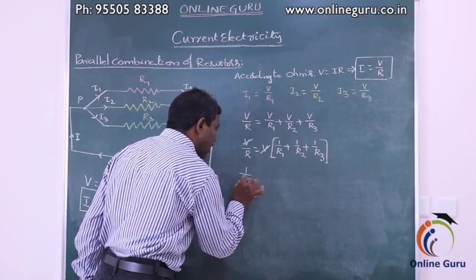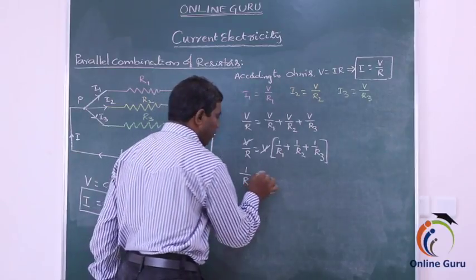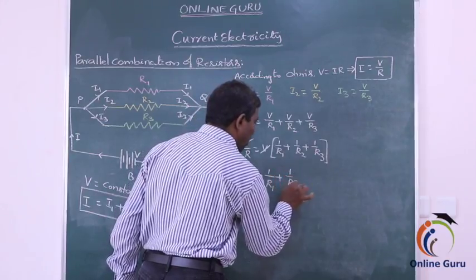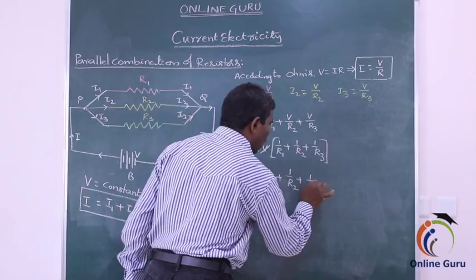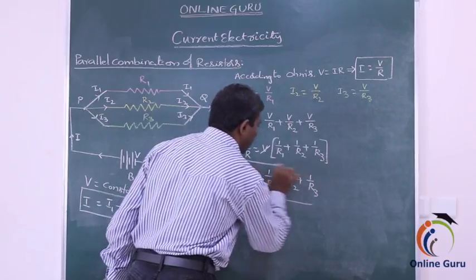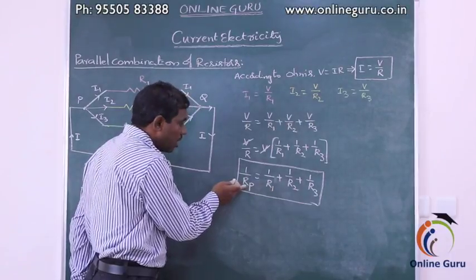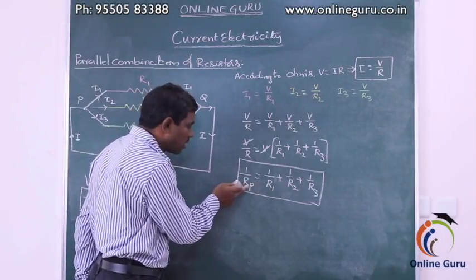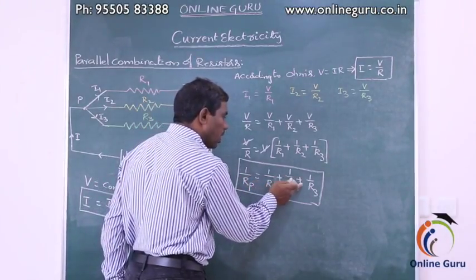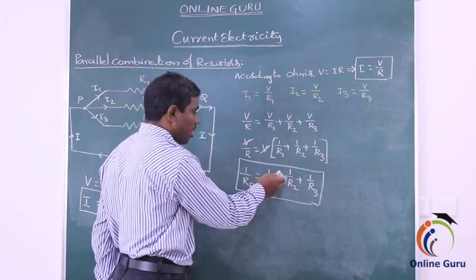Therefore, the resultant resistance in a parallel combination, R replaced as RP, is given by 1 by RP is equal to 1 by R1 plus 1 by R2 plus 1 by R3. This is the resultant resistance in a parallel combination. That means 1 by RP, the reciprocal of the resultant resistance in parallel combination, is equal to the sum of reciprocals of the individual resistances of the resistors.